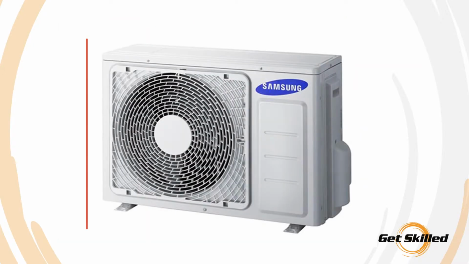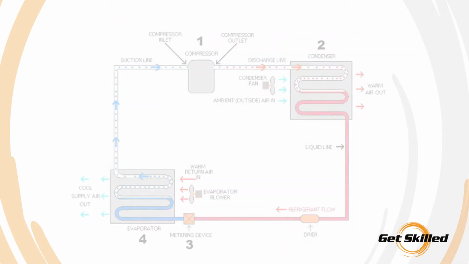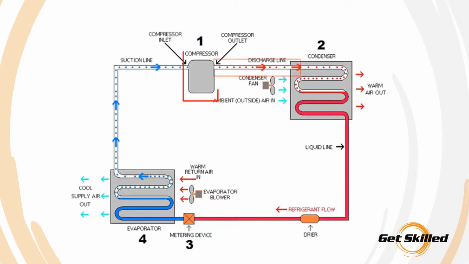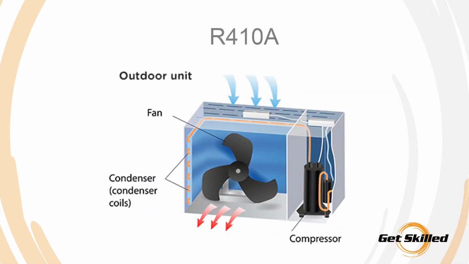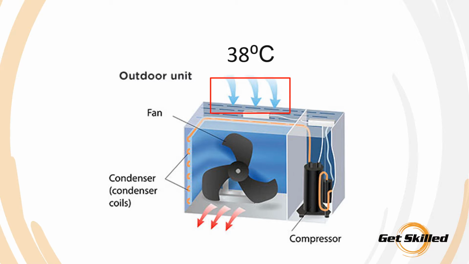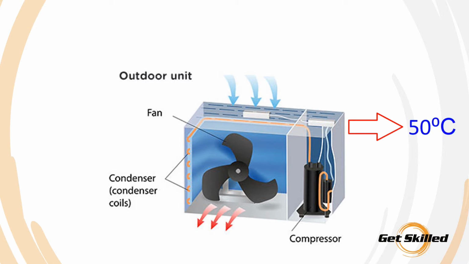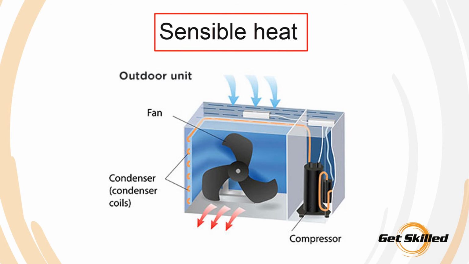This will also occur on the outdoor unit of the split system. The refrigerant, which leaves the compressor at a high temperature, will change temperature as the ambient air is pulled over the coils, rejecting the heat in the refrigerant. For example, in an R410A system, the refrigerant leaves the compressor at 60 degrees Celsius, and if the ambient air is 38 degrees Celsius and flows over the coils, the temperature of the refrigerant will reduce to 50 degrees Celsius as the heat is rejected. The change in temperature is a sensible heat change.